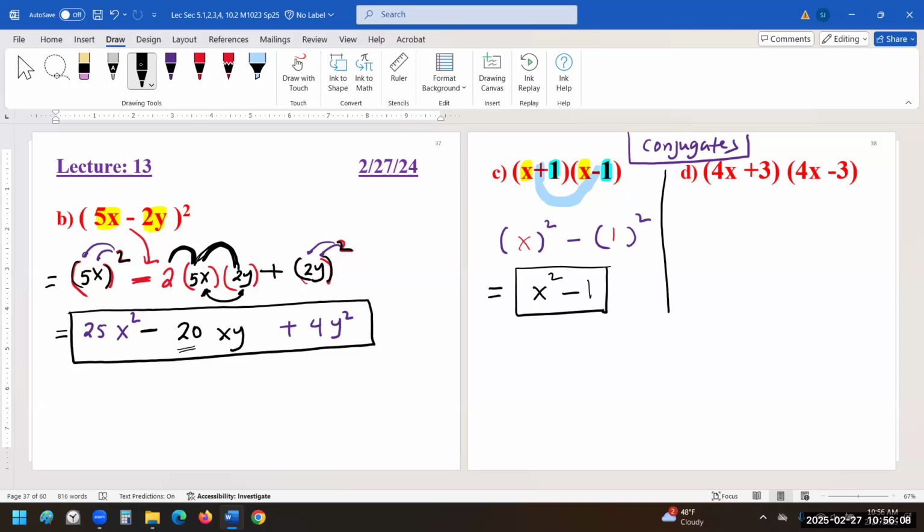And we love multiplying conjugates because you don't have to do FOIL. All you have to do is take the first one square minus, always minus, the second term square.